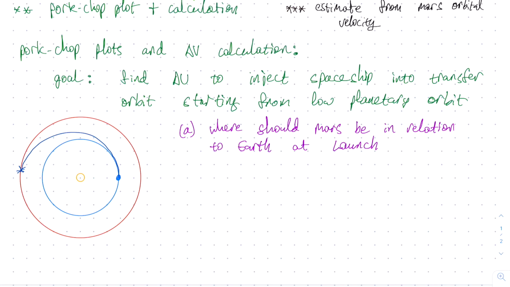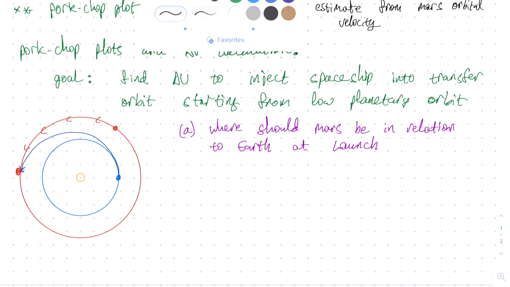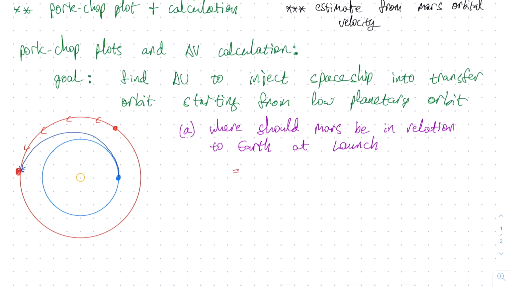In order for the spacecraft to meet up with Mars when it reaches Mars orbit, what do we have to do? We have to have Mars slightly leading the Earth. So as the spacecraft is flying, Mars also moves, and the spacecraft and Mars meet up on the other side of the Sun. That is, the position of Mars relative to the Earth has to be just right, so that the spacecraft and Mars can meet each other on the other side.